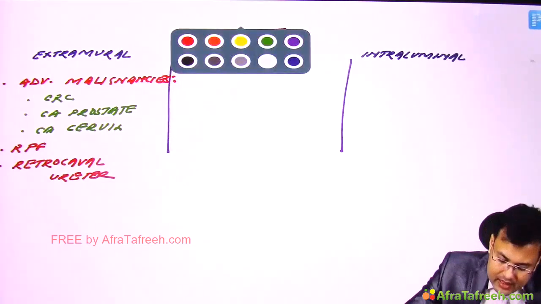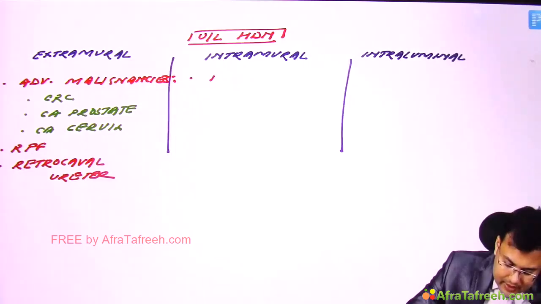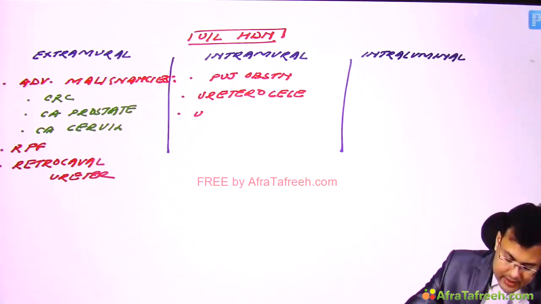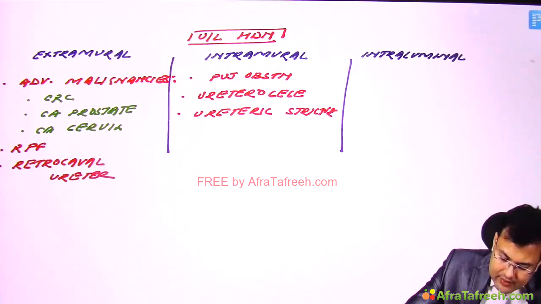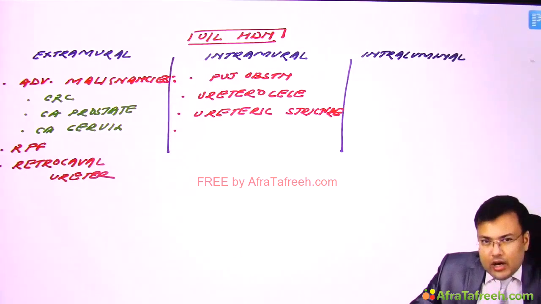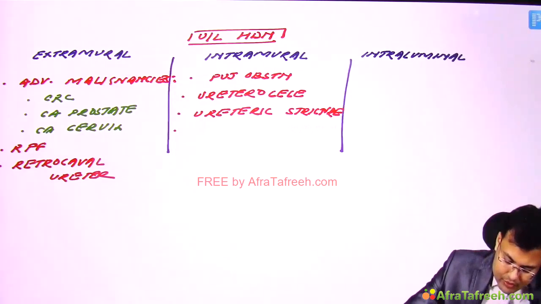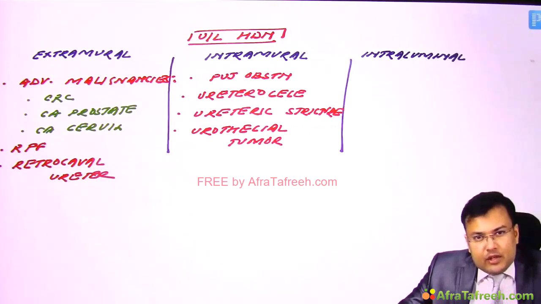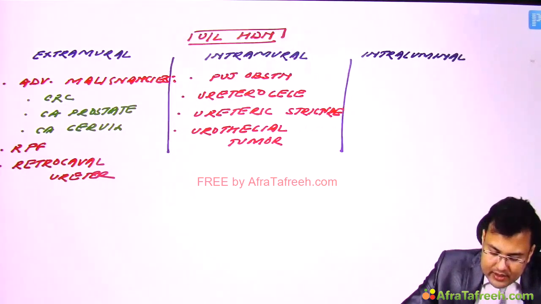Now coming to intramural causes. First, in children, this is common: PUJ obstruction. There can be ureterocele, then ureteric stricture, and there is a tumor arising from the ureter or some part of the urinary tract. That is urothelial tumor. Clear? And what is the most common cause of intraluminal obstruction? Obviously, stone.